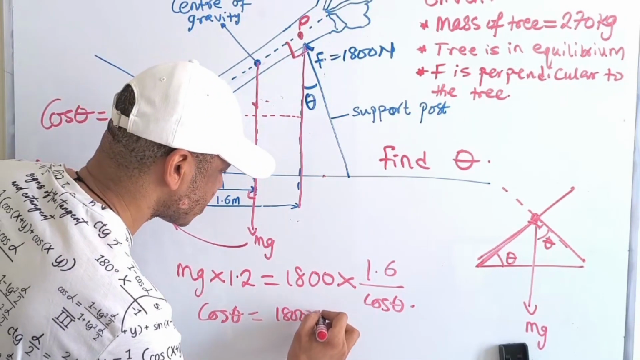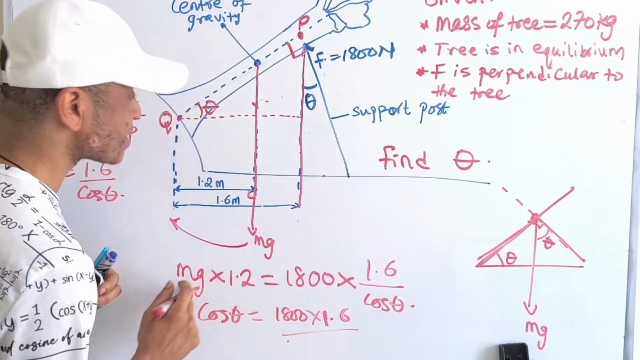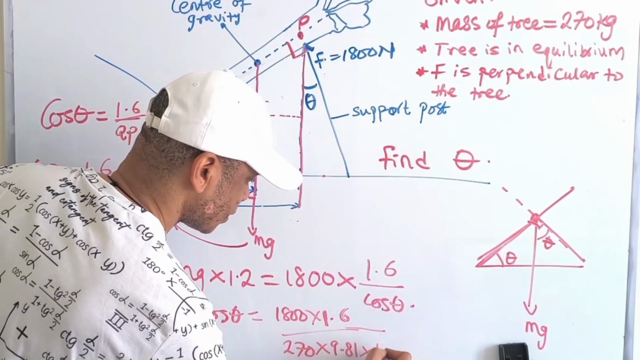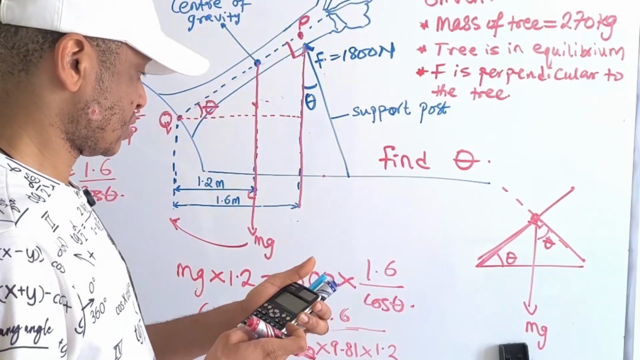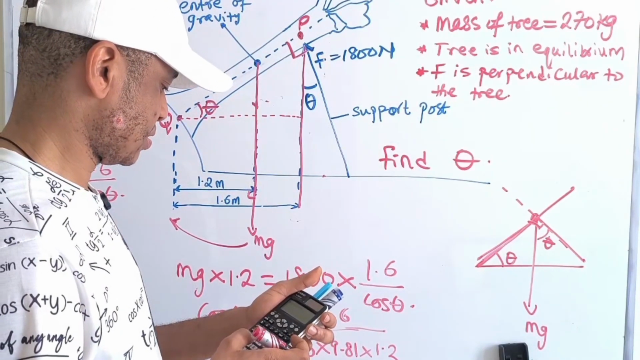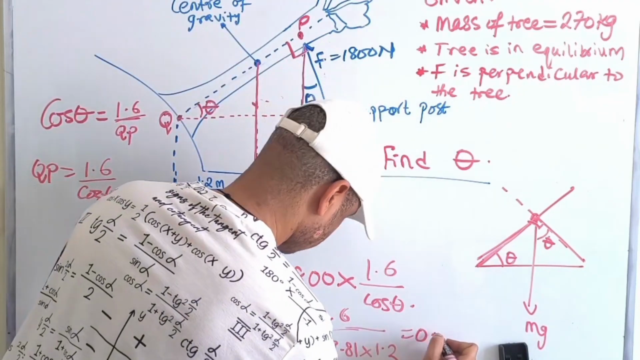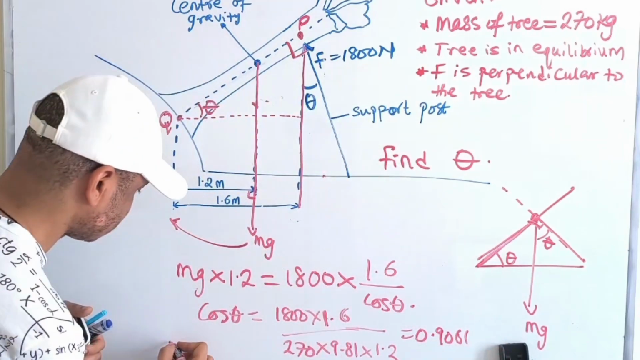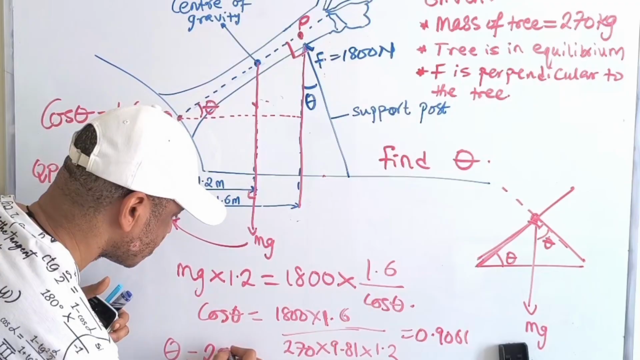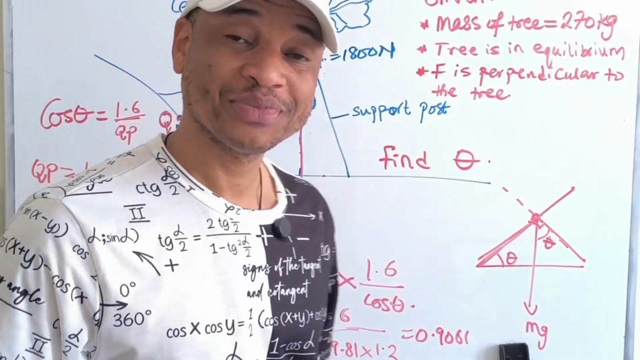So 1800 times 1.6, over, bring this down, mass is 270 times 9.81 times 1.2. So let's see, 1800 times 1.6 divided by 270 times 9.81 times 1.2. That will give me 0.9061. So theta, cos inverse of that, will give me 25.0. So my angle for this to be in equilibrium is 25.